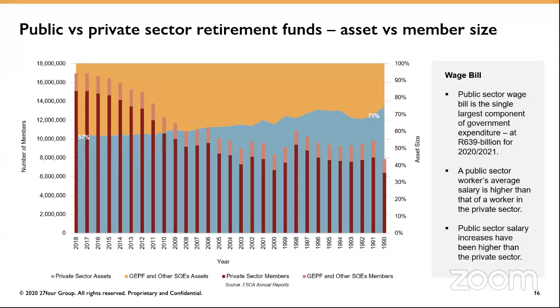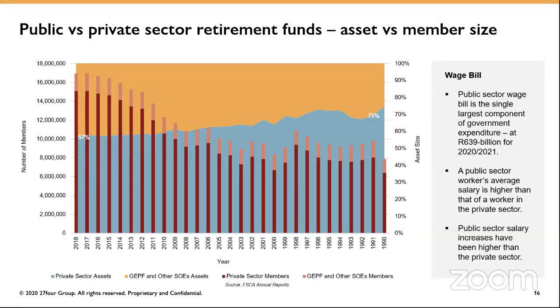Just between 2006 and 2019, the compensation in the main budget towards public sector wages increased from around 154 billion to over 516 billion rand. Just to put this into perspective, the average salary increase public sector employees have received since 2010 has been 8% above inflation, and in the private sector it's averaged around 7%.